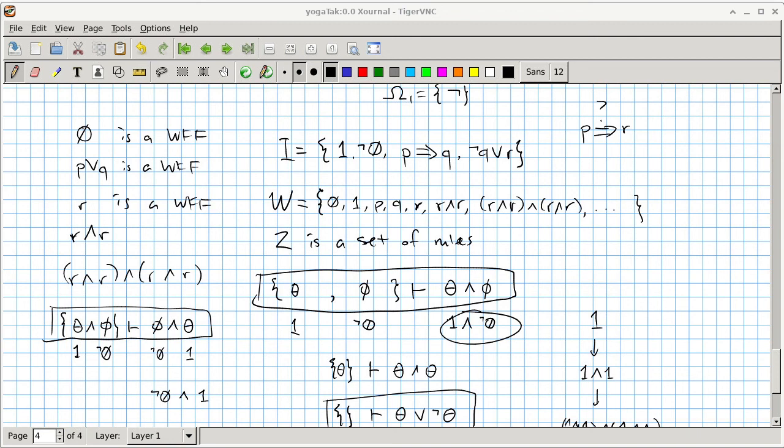Okay? So here's the problem. The problem is we have a system that can be used to find out whether P implies R is true because of iota and because of all the transformation rules in zeta. But the problem is to actually do it is not easy. Are we getting this? Okay.